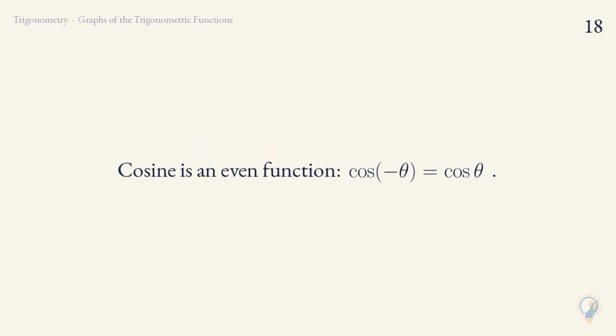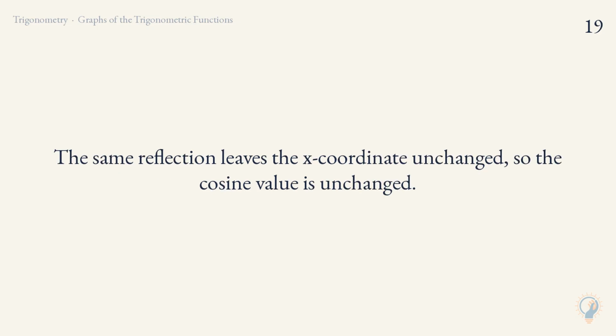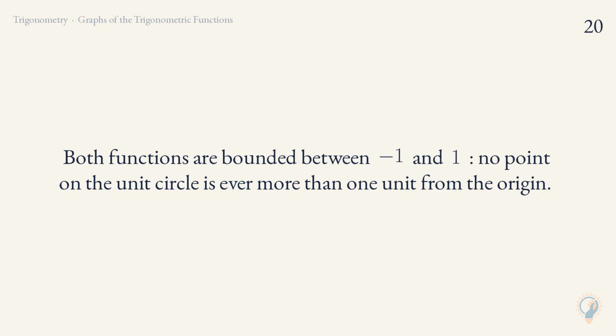Cosine is an even function. Cosine of negative theta equals cosine of theta. The same reflection leaves the x-coordinate unchanged, so the cosine value is unchanged. Both functions are bounded between negative 1 and 1. No point on the unit circle is ever more than 1 unit from the origin.